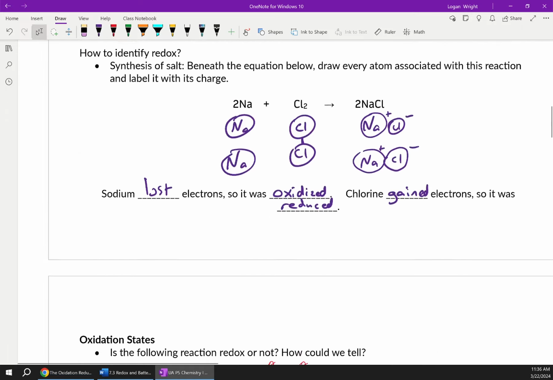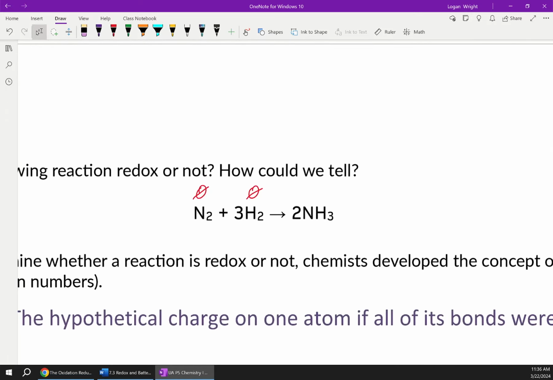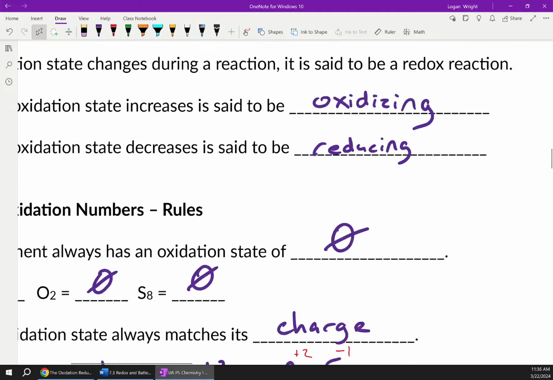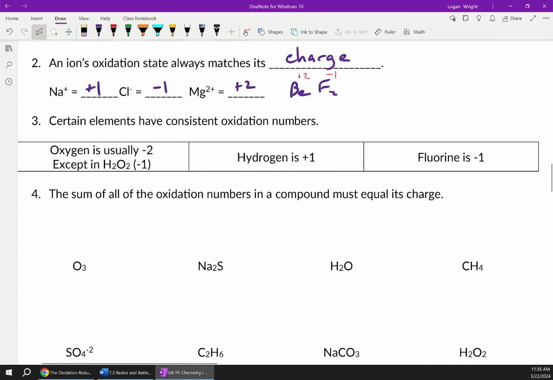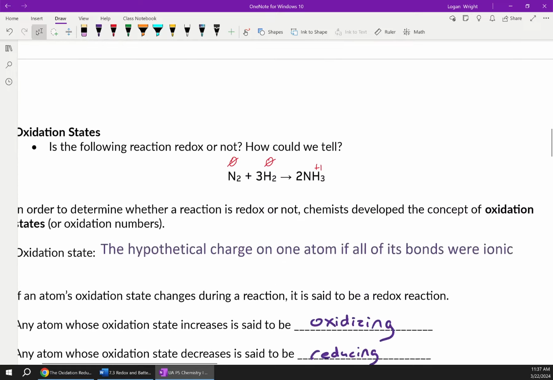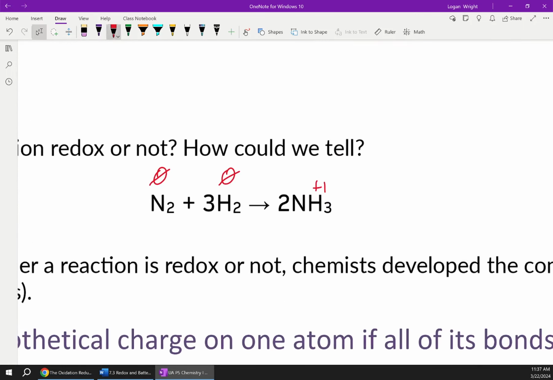Okay, if you know those 3 things, maybe we can do more. Let's go up. Can I assign any more numbers? H is always +1. So we can put a +1. Do I know anything about N? Nope. So I need rule number 4. Rule number 4 is the sum of all of the oxidation numbers in a compound must equal its charge. A lot like formal charges did. So now for the last rule, we're going to do the same notation that Tyler DeWitt does because it's compact and I like it.